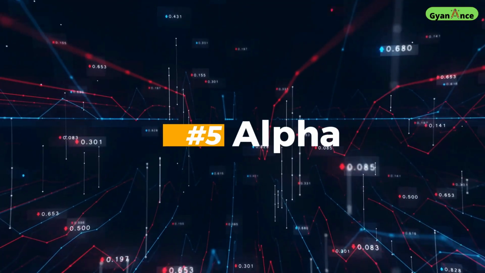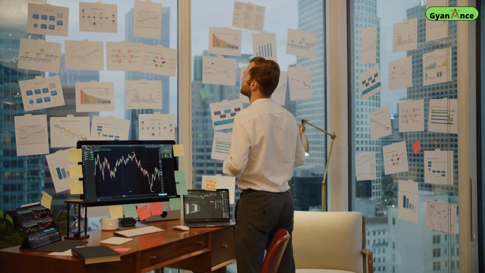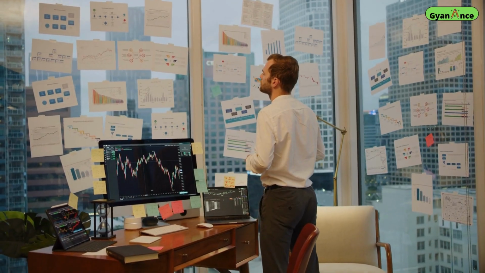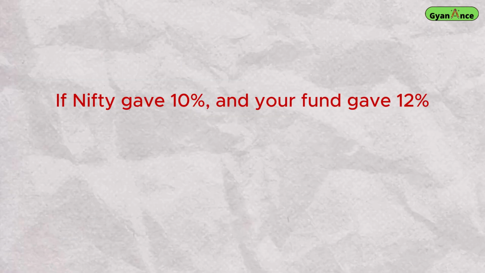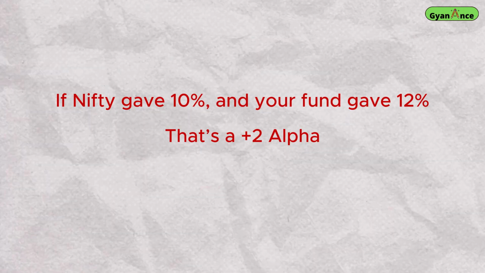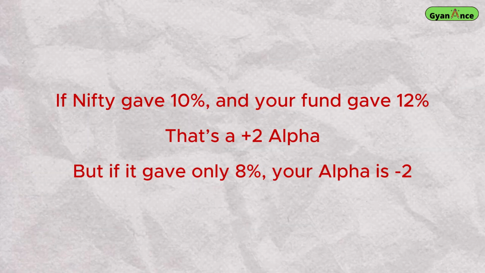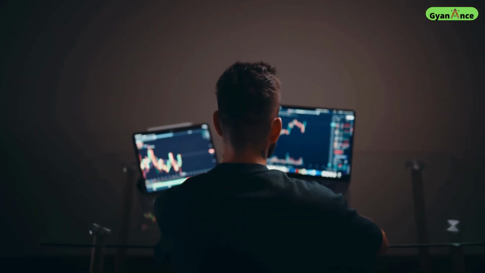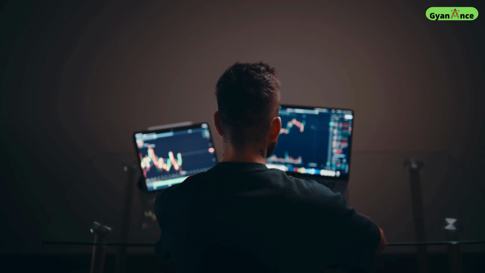Next is alpha. Alpha tells us how much better or worse a fund performs compared to its benchmark. If Nifty gave 10% and your fund gave 12%, that's a plus 2 alpha. If it only gave 8%, your alpha is minus 2 and you are paying a manager for underperformance. Look for funds with consistent positive alpha, not just one good year.